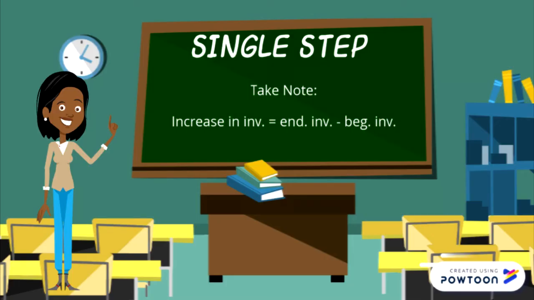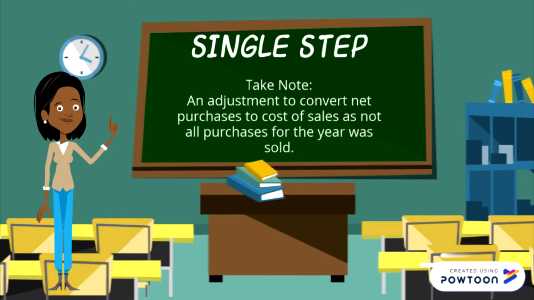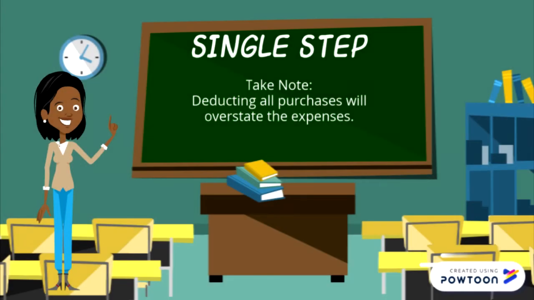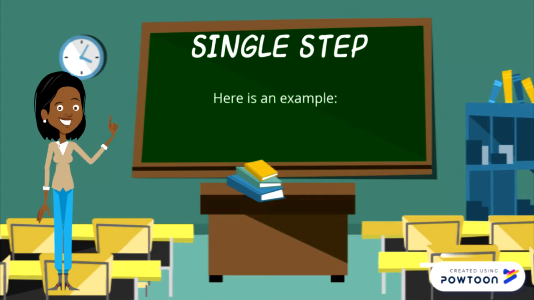Take note, increase in inventory is equal to ending inventory minus beginning inventory. An adjustment to convert net purchases to cost of sales as not all purchases for the year was sold. Deducting all purchases will overstate the expenses. Here is an example.